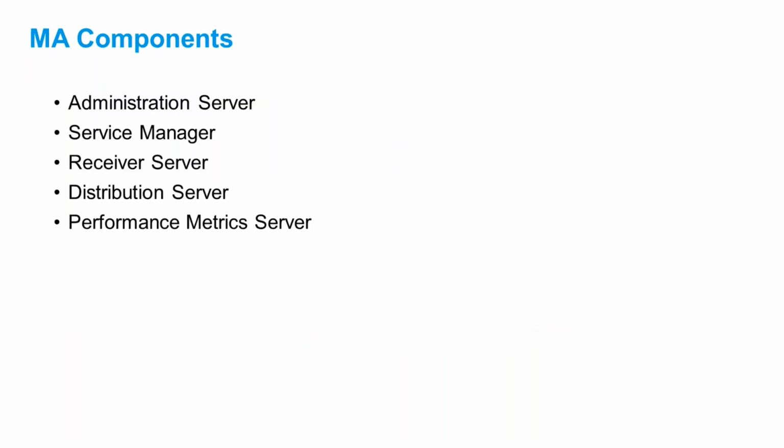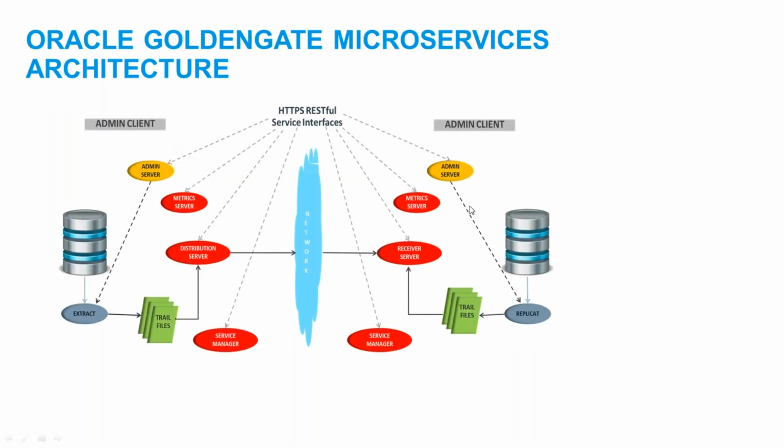If you see the difference between classic and microservices, first of all it is between processes and services. Things in classic run as a process, however in microservices, things run as a service. What the data pump used to do in classic, the same task is done by the distribution server. What the collector process was doing in classic, the receiver server is doing.